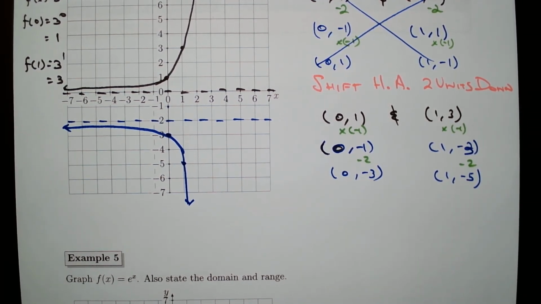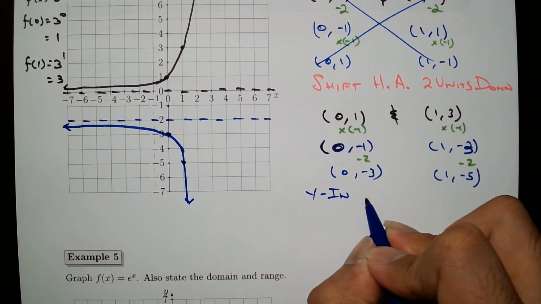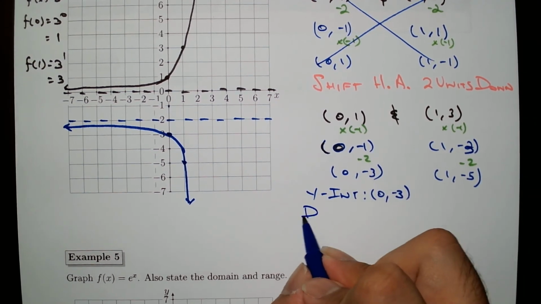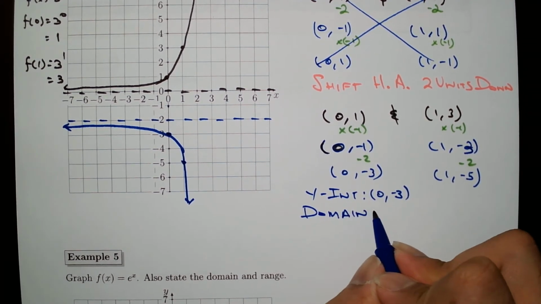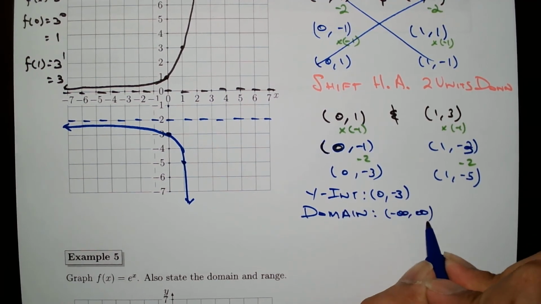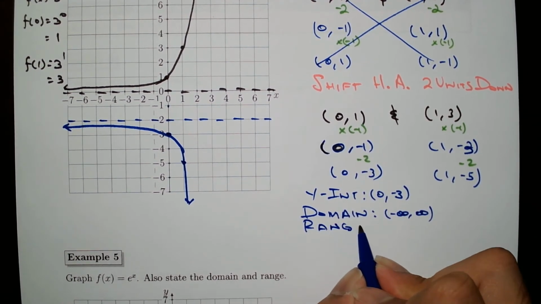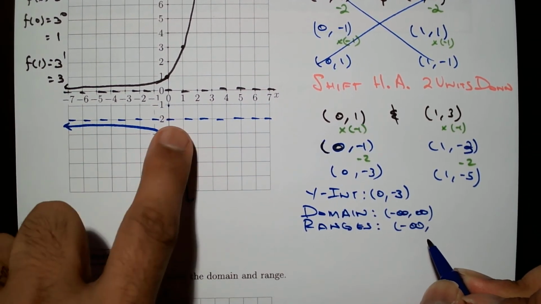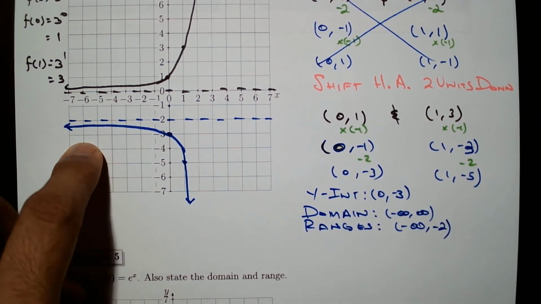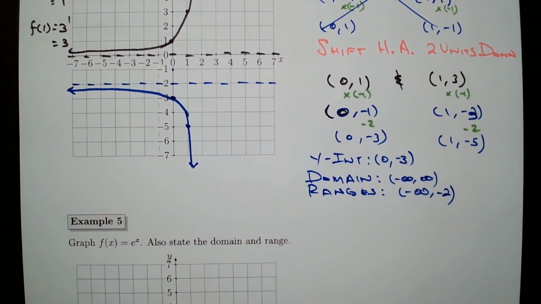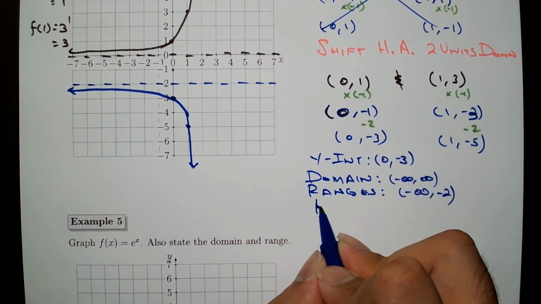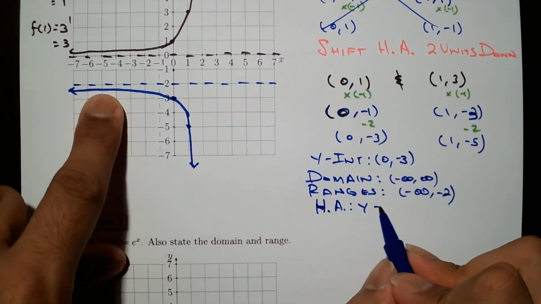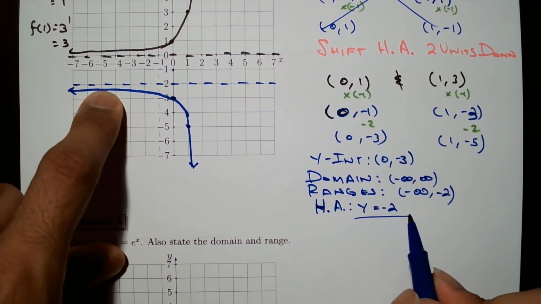We need to state the y-intercept, which is precisely this point, (0, -3), and then the domain never changes, and the range, which in this case is going to come from -infinity, and it's going to stop at y equals -2. Okay. Now, one last piece of information: the horizontal asymptote, HA, it's shifted down two units, y equals -2. Okay.